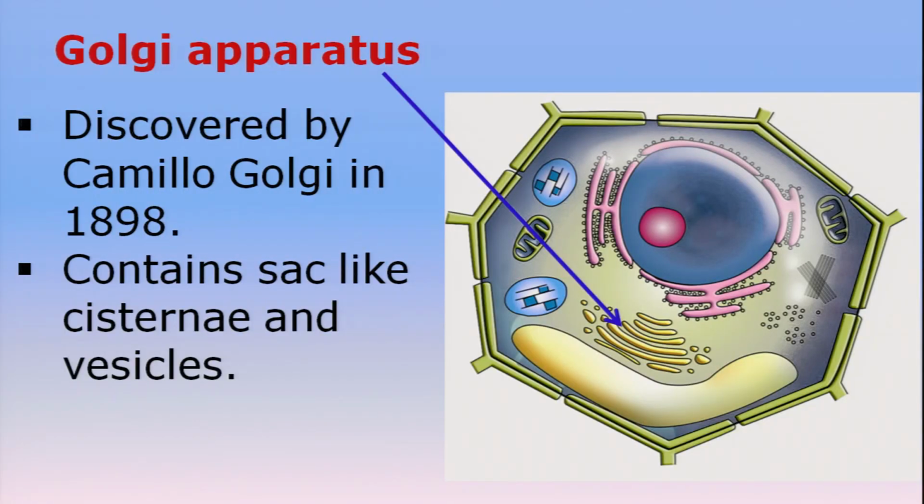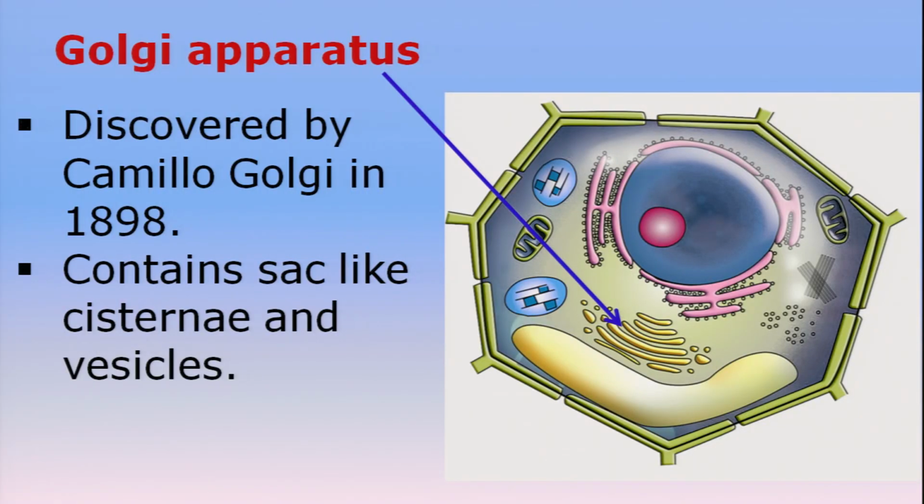Now, the next organelle in our list is Golgi apparatus. Golgi apparatus is also known as Golgi bodies or Golgi complex. It was discovered by Camillo Golgi in 1898. Camillo Golgi was a famous biologist from Italy and he discovered Golgi apparatus in 1898. As you can say, Golgi apparatus has got its name from its discoverer, Camillo Golgi.